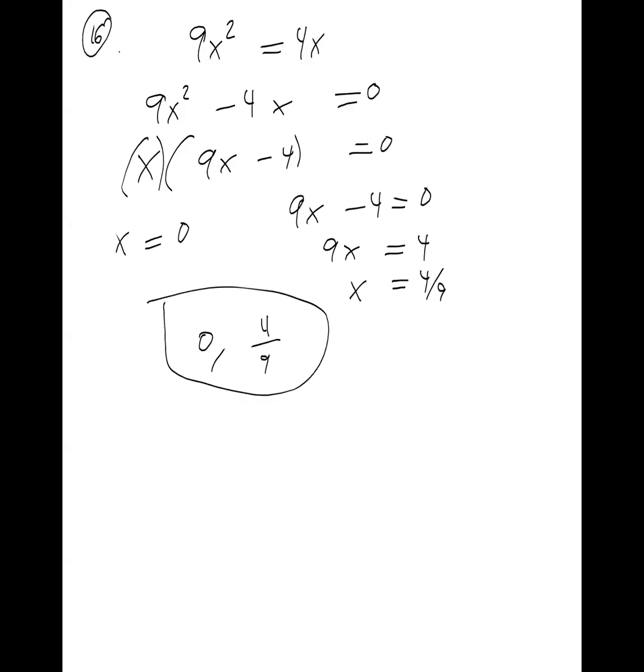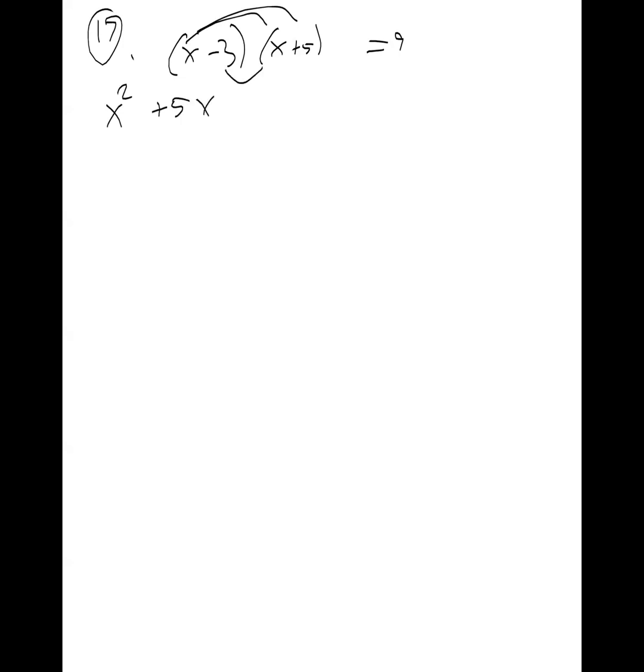Then let's do number 17. X minus 3 times x plus 5 equals 9. Since this one is not equal to 0, we have to multiply together first. So x times x is x squared. X times 5 is 5x. Negative 3 times x is negative 3x. Negative 3 times 5 is negative 15.